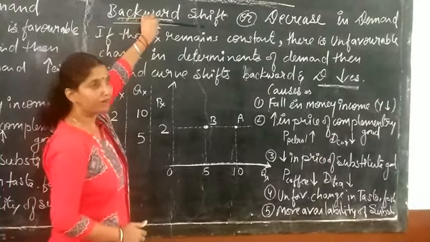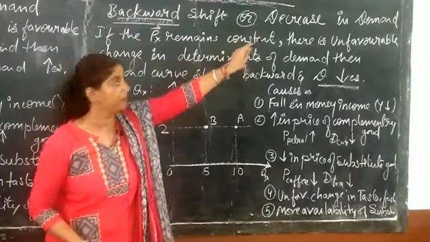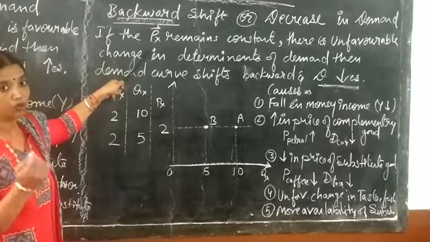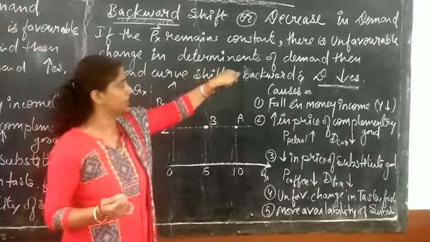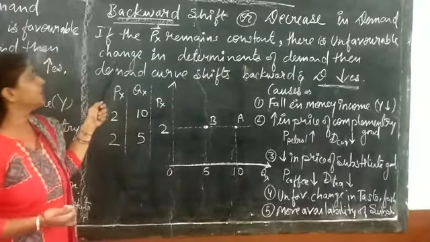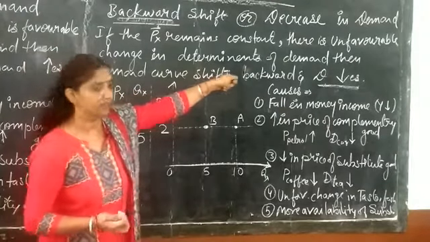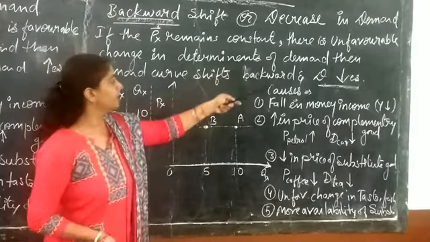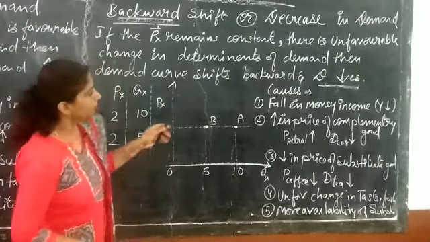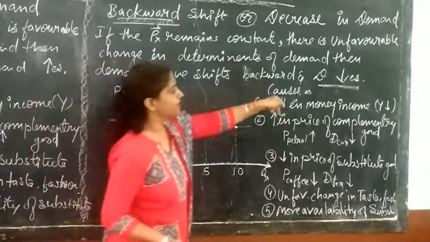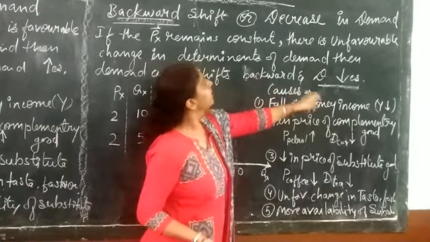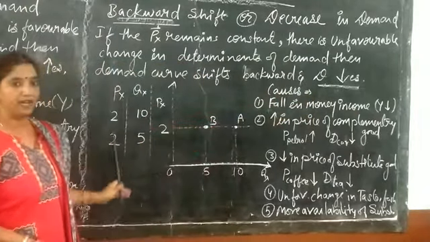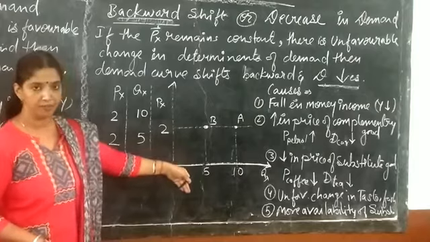Backward shift of demand curve refers to decrease in demand, and if the price of X, or we can say the own price of a commodity, remains constant and there are unfavorable changes in determinants of demand, then the demand curve shifts backward, and because of this demand decreases. This phenomenon can be explained with the help of tabular presentation and graphical presentation.